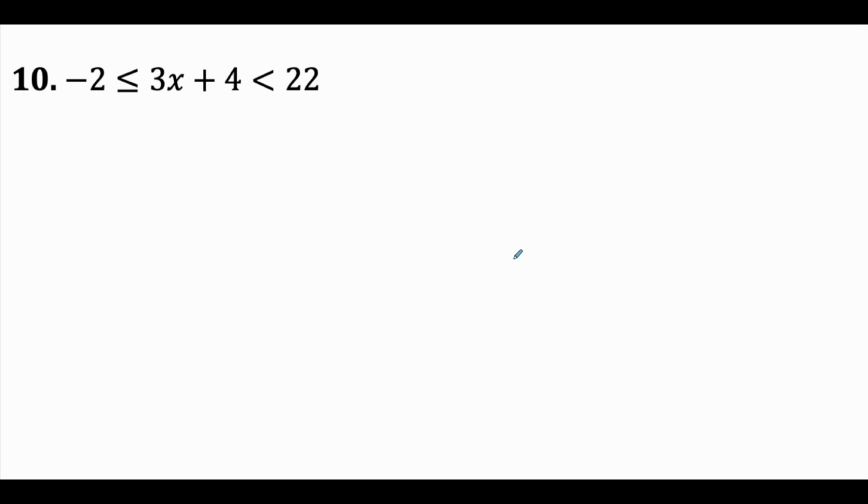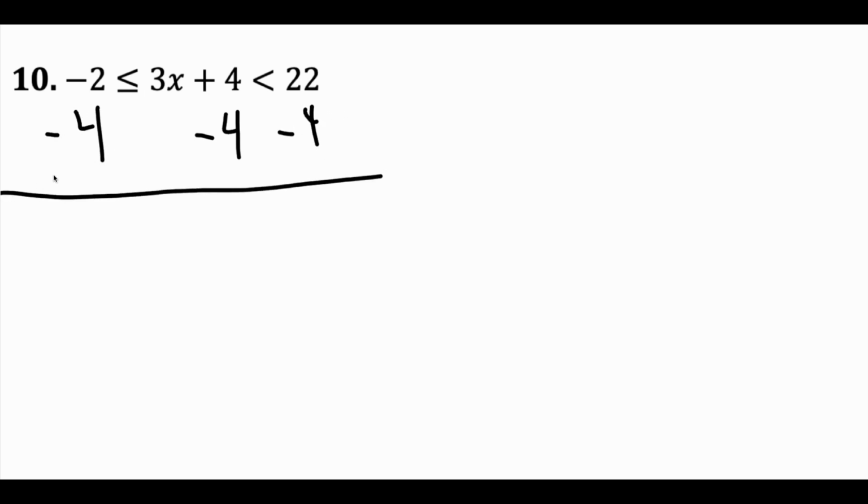One more of these. Again, when we have the compound inequalities, you can separate this if you want to, but we can do this problem all at once. If I need to move the 4, I subtract 4, but I just need to remember to do that everywhere. That's a 4. Negative 2 minus 4 is a negative 6, is less than or equal to 3x, is less than 22 minus 4 will give me 18.